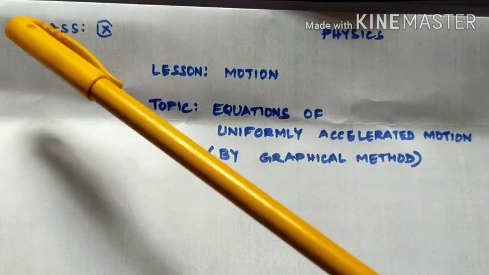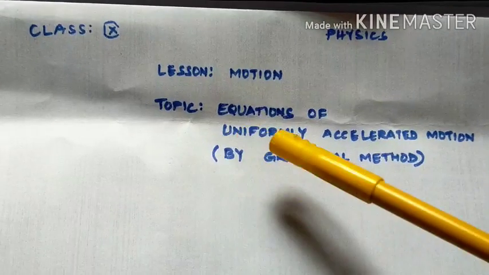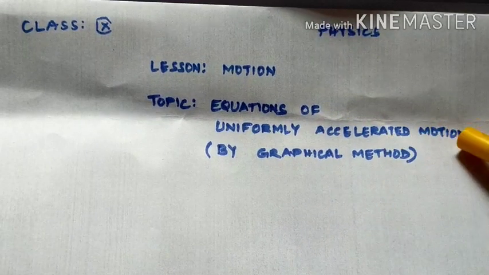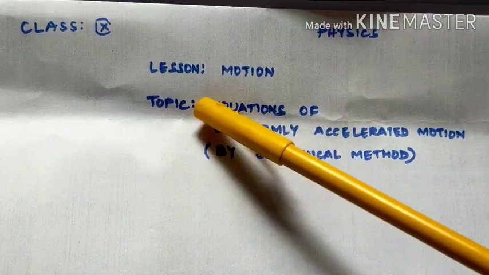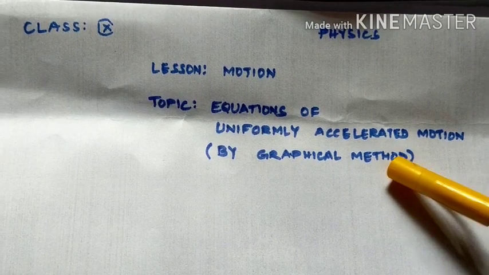Good morning, students. Today in the syllabus of class 9 physics, in the chapter motion, we will be discussing the topic equations of uniformly accelerated motion. Today we will be deriving these equations by graphical method.